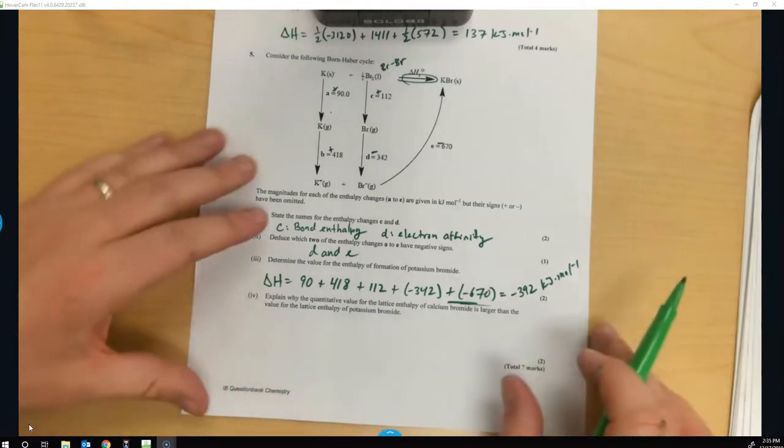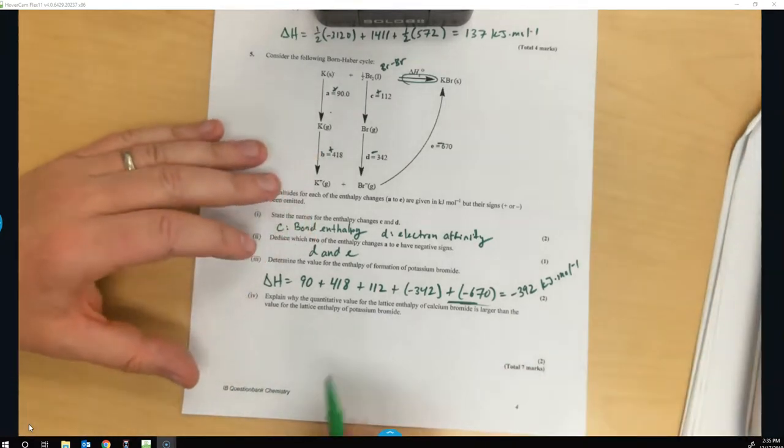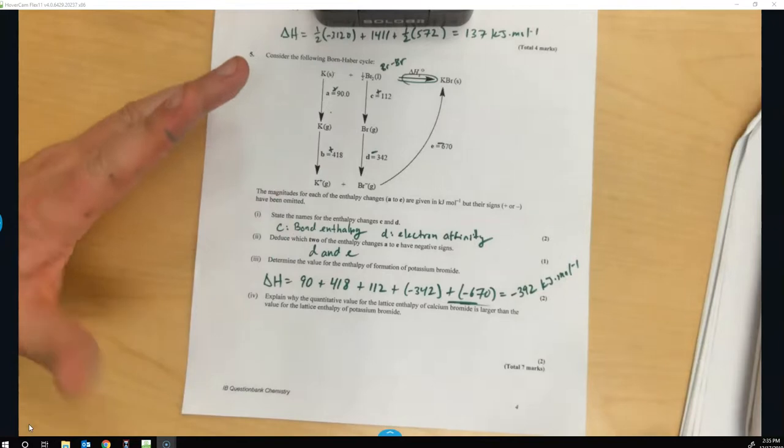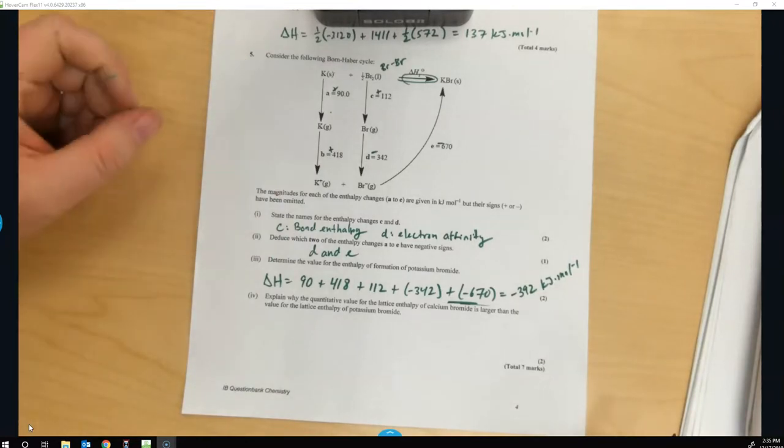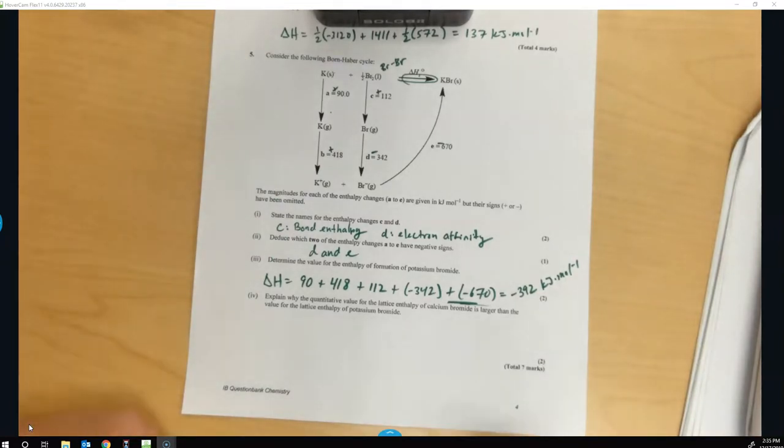And finally, explain why the quantitative value for lattice enthalpy of calcium bromide is larger than the value for potassium bromide. Well, calcium and potassium are in the same row. They're in the same period of the periodic table, which means they have the same amount of shielding. But calcium has a greater charge than potassium, and the more charged an ion is, the greater attraction it will have to that negative ion that it's attached to.